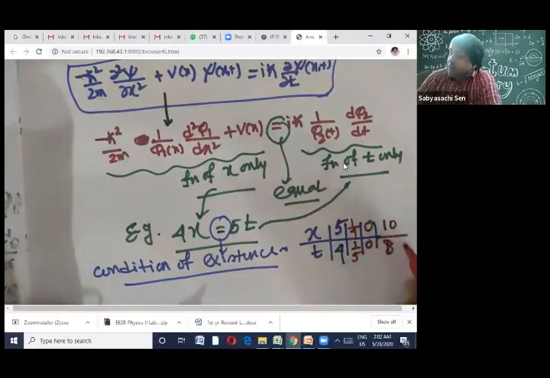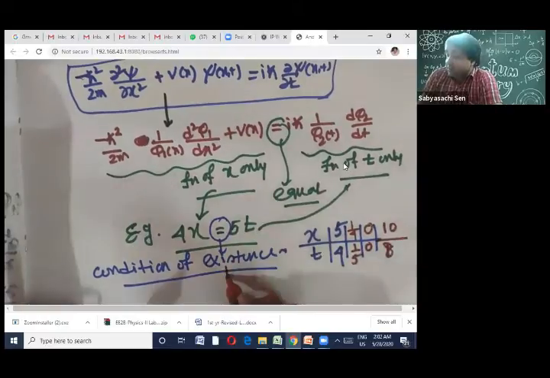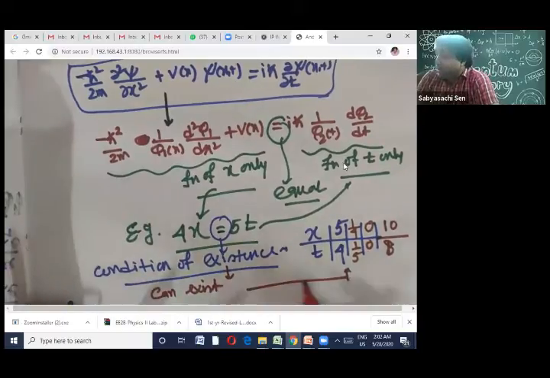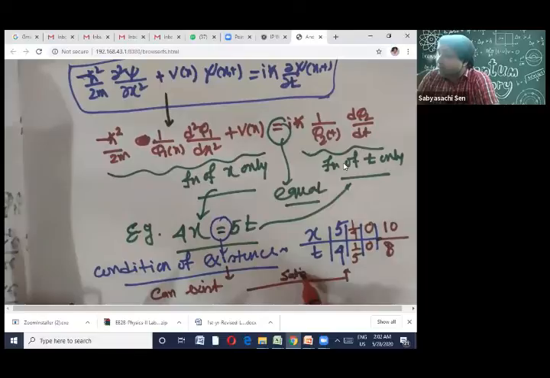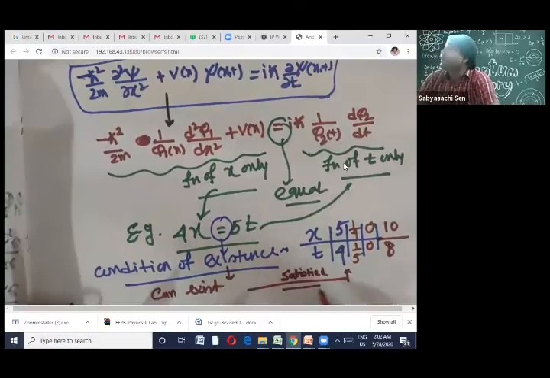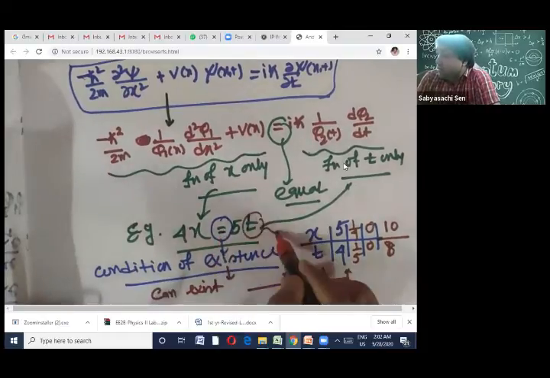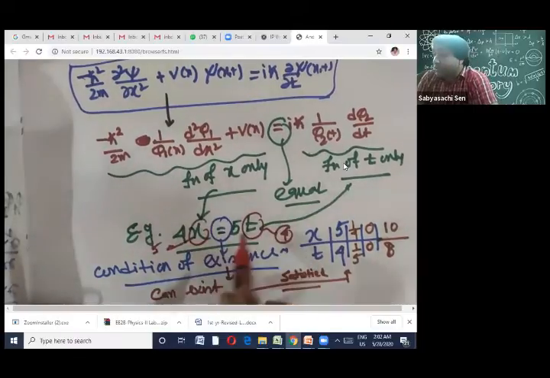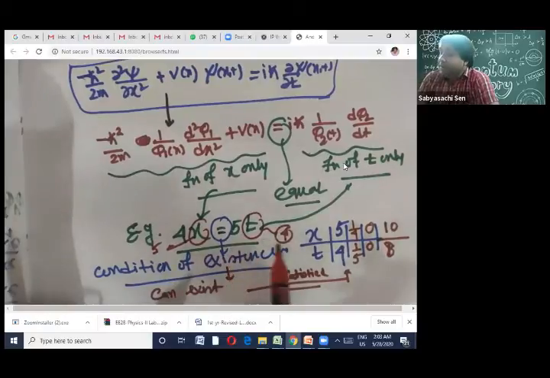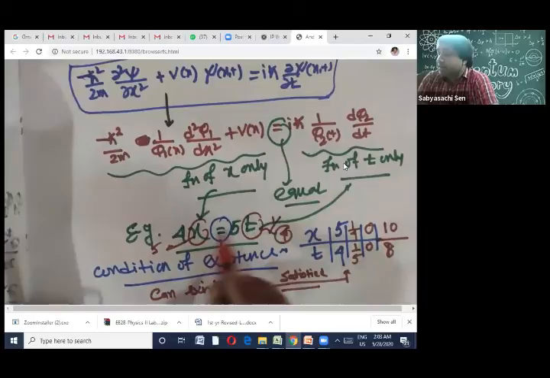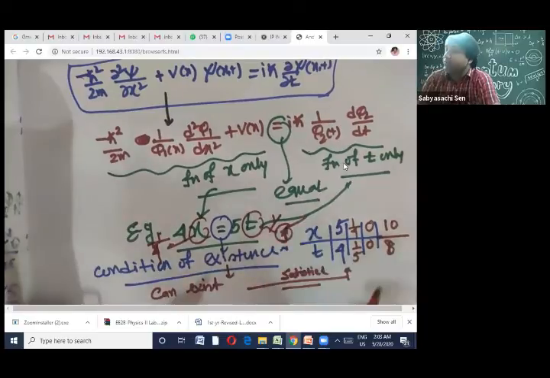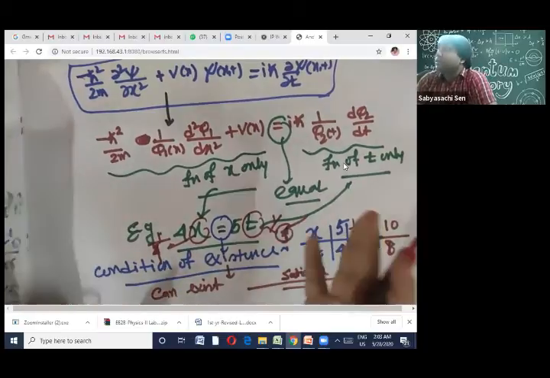So what I am trying to tell you is that this equal sign can exist if this table is satisfied. That means, what is the speciality of this table? It tells me that if I make t as 4, then I have to make x as 5. Then and only then both sides will be equal. If I make x as 1 by 4, I have to make t as 1 by 5. Then and only then both sides will be equal.